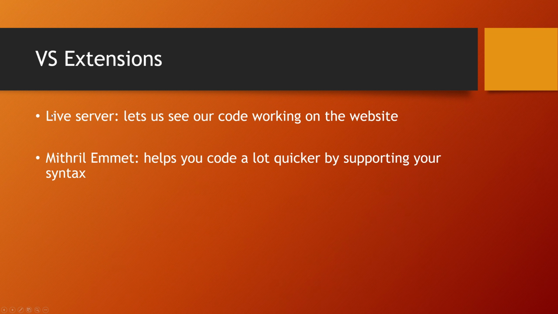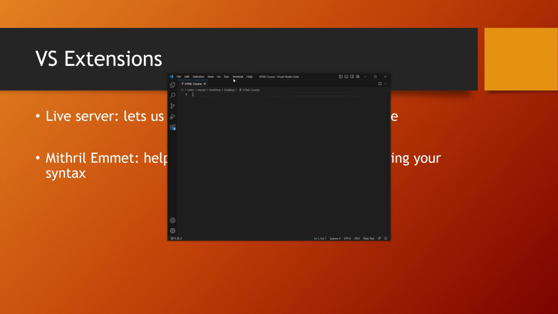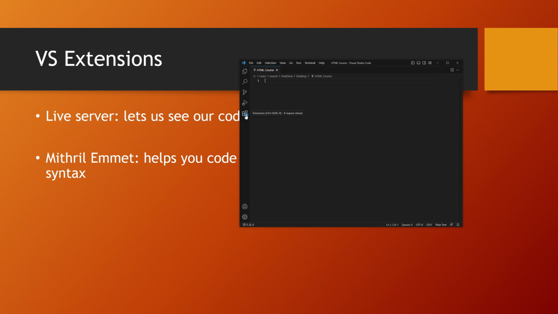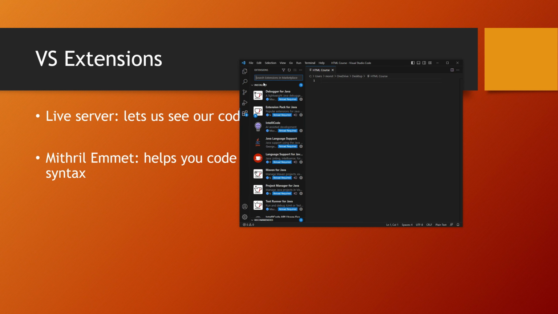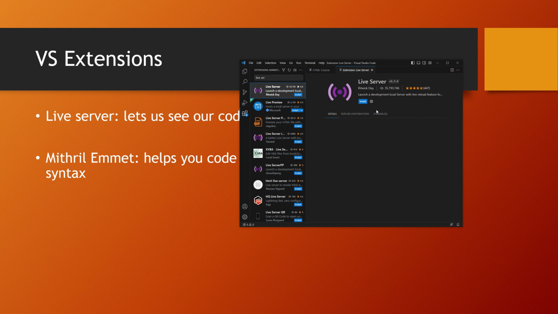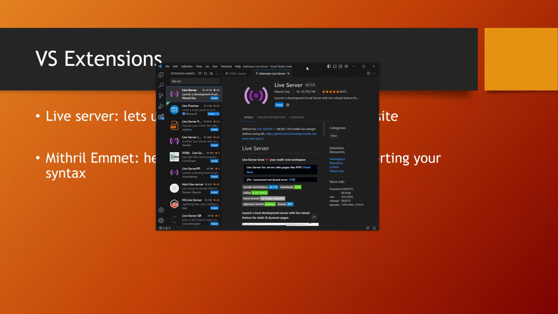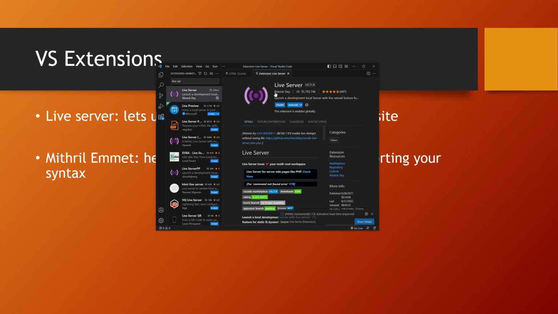As you can see, we have two extensions that I want to add, and one of them is Live Server. So you go to this tab, click on the tab, and then type in live server. Basically this helps, as you can see here, it lets us see our code working on the website. So you can see it in live time without having to refresh and all that stuff. So click on install and it installs. It's by this guy that has 35 million downloads, so you can't miss it basically.